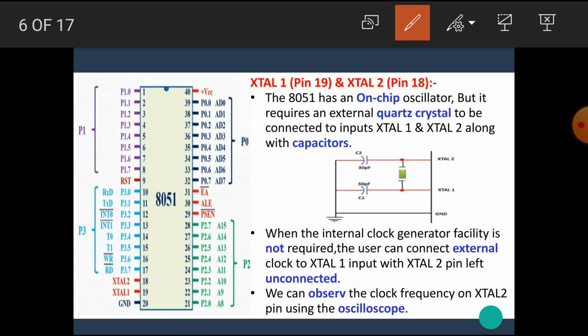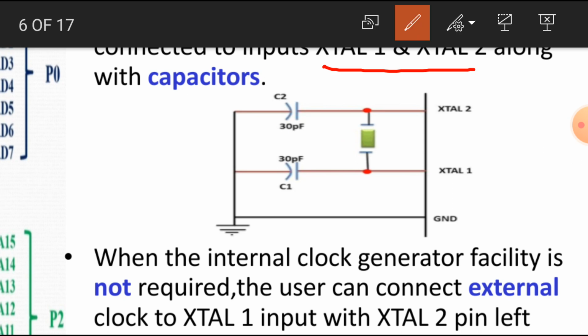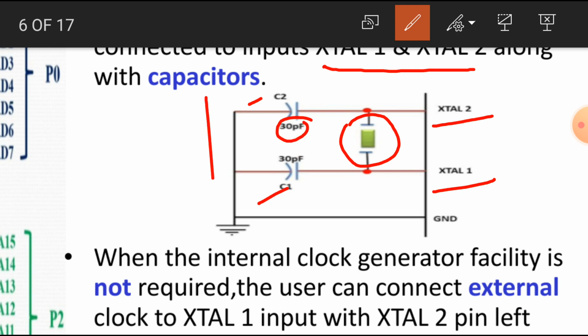Next, the 8051 has an on-chip oscillator, but it requires an external quartz crystal to be connected to the inputs XTAL1 and XTAL2 along with capacitors. Here is the arrangement made for the same. Here we can clearly see that the quartz crystal is placed between the XTAL1 and XTAL2 inputs with the capacitors. The value of each capacitor is 30 picofarad. This total circuitry is used to generate a clock pulse.